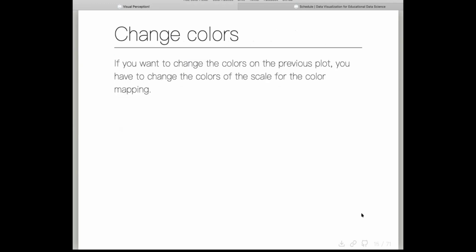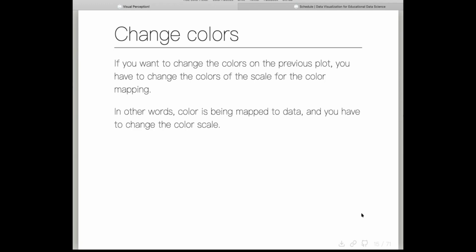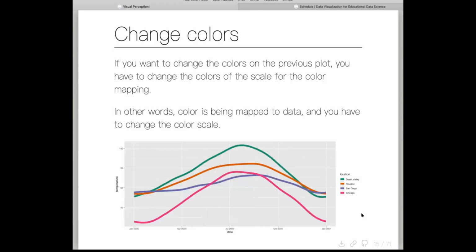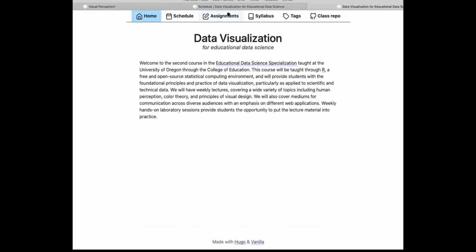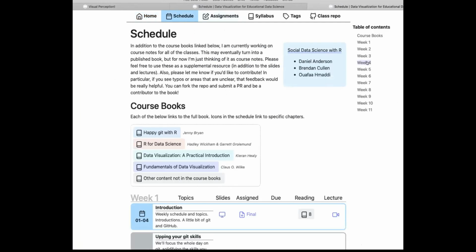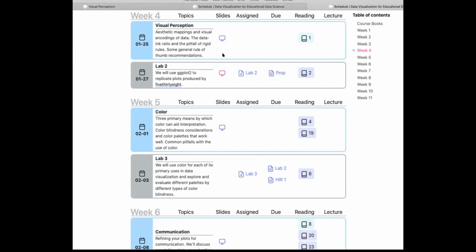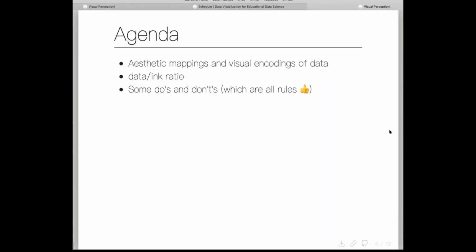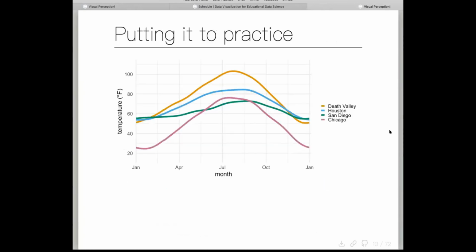If we want to change colors, we have to change the scale, because location is being mapped to the color scale. So we have to change the color scale, and oh shoot, did I not push those changes? I did not, shoot. I thought I did. Let me do this really quick. This is on my local. I realized I had that error right before class, and I meant to fix it, but apparently I did not.